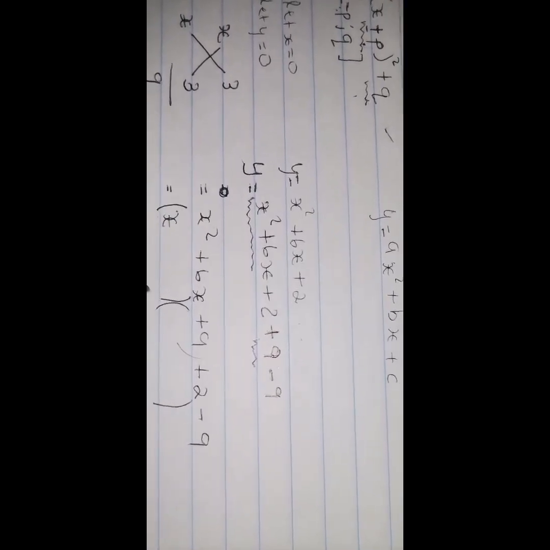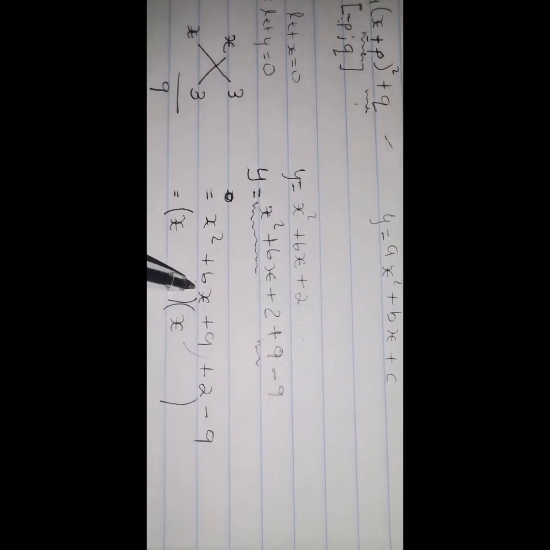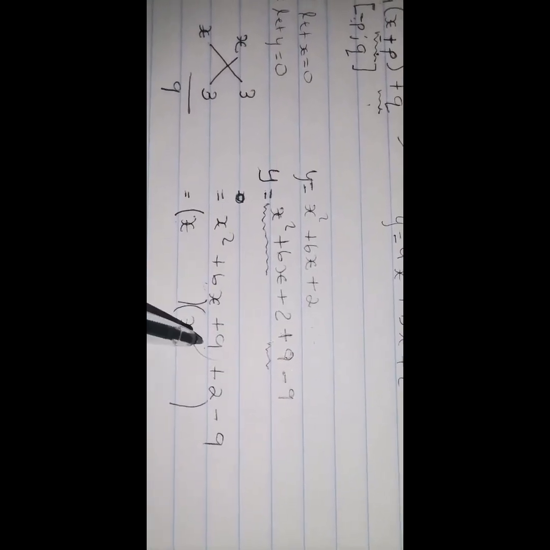The factors of x squared are x and x. Then which numbers can I multiply to give me 9 and add to give me 6? Which two numbers? 3 and 3. I add them, they give me 6. I multiply them, they give me 9. 3 and 3. Signs plus plus, obviously plus and plus. 2 minus 9 is minus 7.